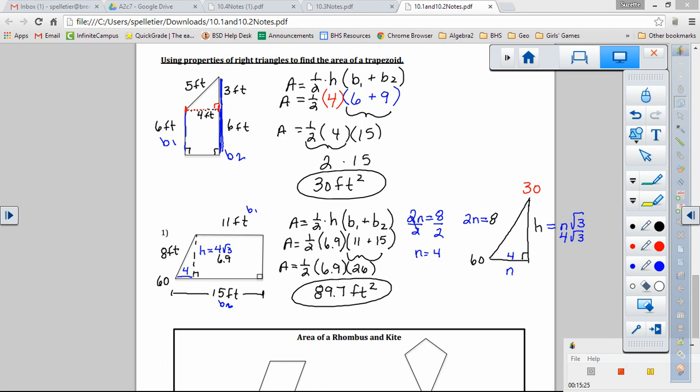Alright, so when you're dealing with trapezoids, you are often going to deal with either a 30-60-90 or a 45-45-90 to find that missing height. Okay? Really, really important that you use that and you're careful. Please ask if you're getting stuck and you're having trouble with those, or you need to review your 30-60-90s.